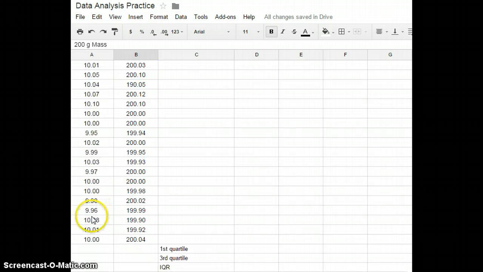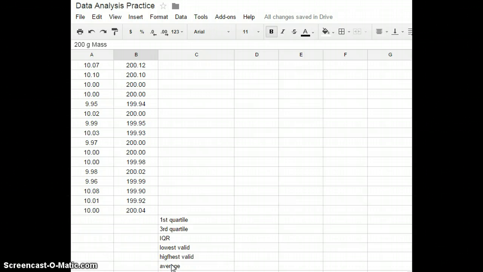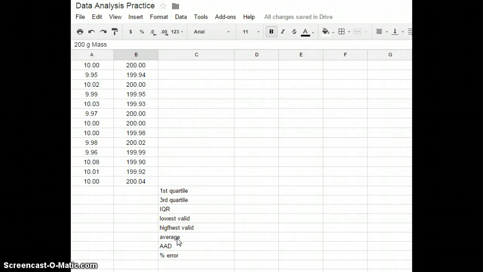So you might recall that the way we identify outliers is we must find the first and third quartiles, and then the corresponding interquartile range, and that'll give us the lowest valid potential measurement and the highest valid potential measurement. After we've weeded out our outliers, we will find the average value of each column. We'll quantify the precision of the data by finding the average absolute deviation. And finally, we'll assess the data accuracy by finding the percent error.